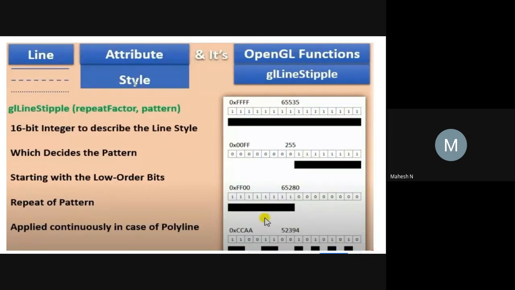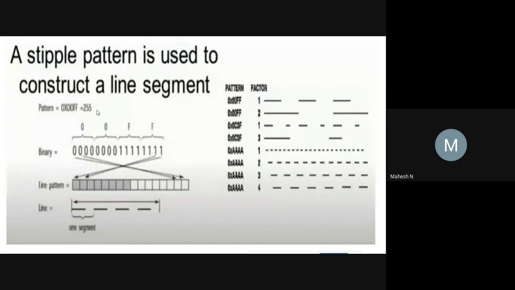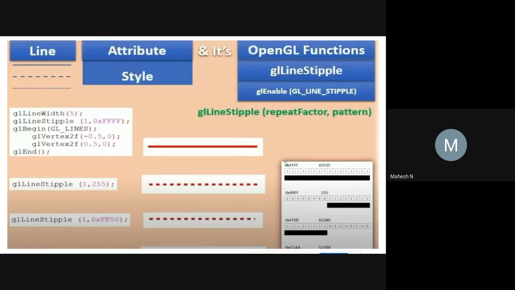So what do we mean by styles? One is a straight line. Another is a dashed line or dotted line. So you may find different types of lines. How will these things be implemented?